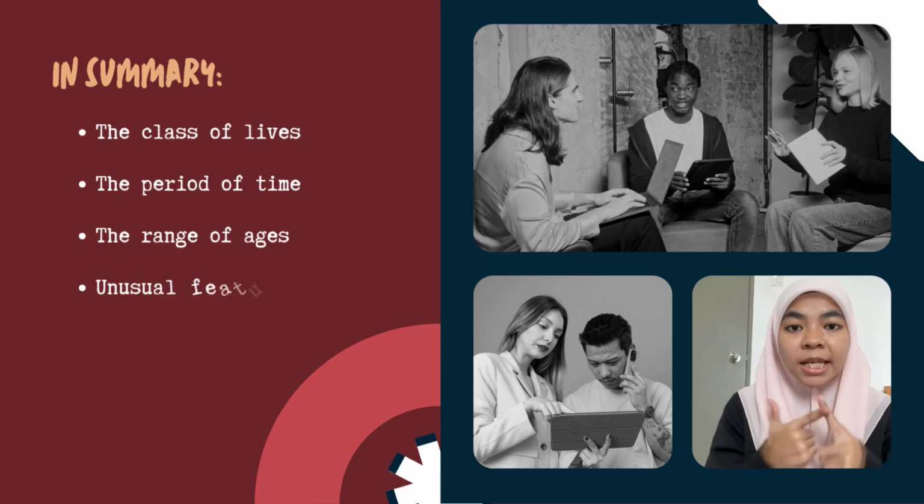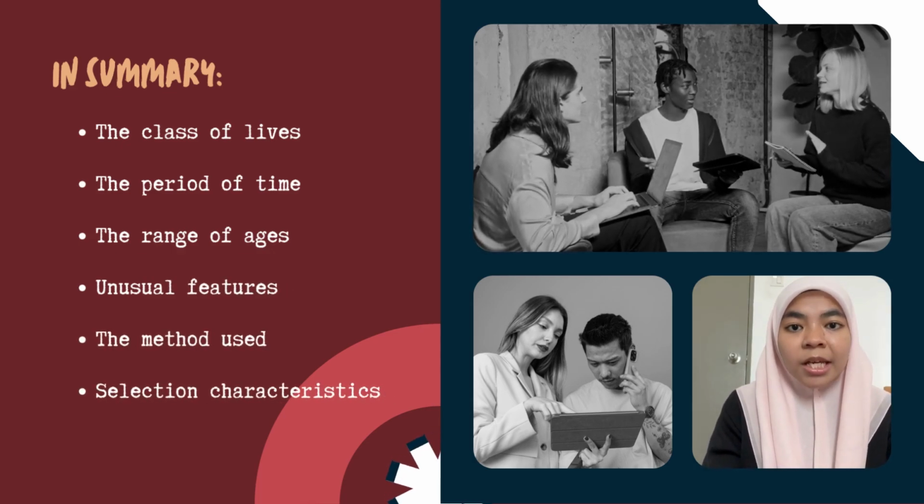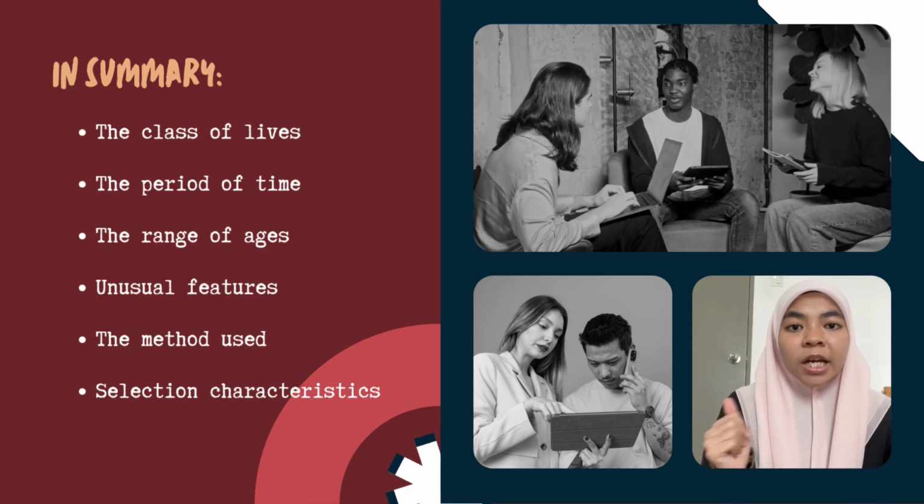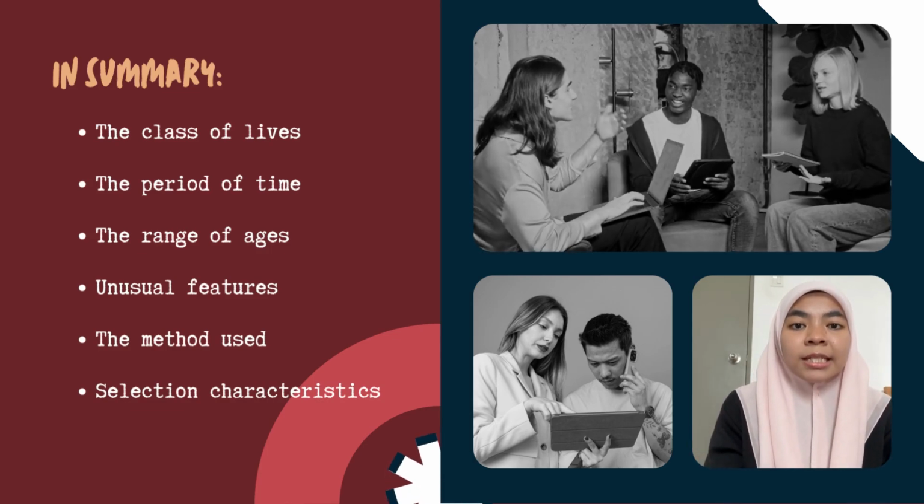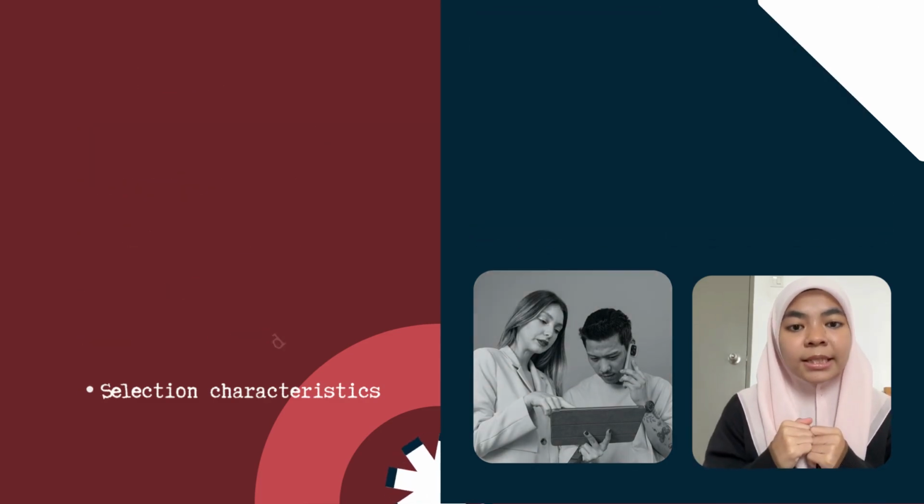In summary, we must consider the class of lives being graduated, such as assurance, genders, and geography. Secondly, the period of time underlying the standard table. Next, the range of age being covered, unusual features of the standard table, and the method used to graduate the standard table. And lastly, the selection characteristic of the standard table.